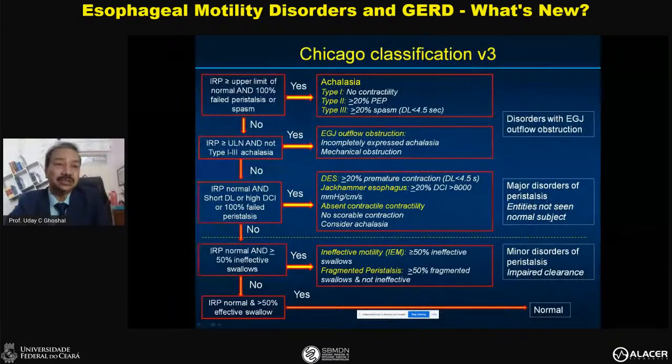Now, if IRP is normal and 50% or more have ineffective swallow, this is classified as ineffective esophageal motility, greater than or equal to 50% ineffective swallow, or fragmented peristalsis. Fragmented peristalsis where more than or equal to 50% are fragmented. That means there is a large break in the peristalsis. These are minor disorders of peristalsis and impaired clearance. If IRP is normal and greater than 50% effective swallow, this is a normal manometry pattern.